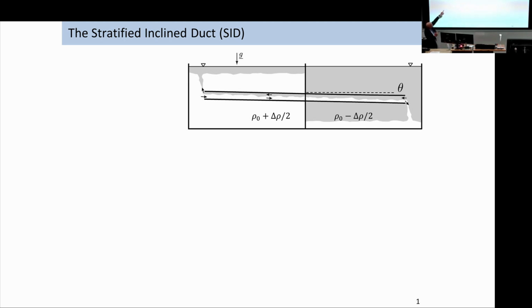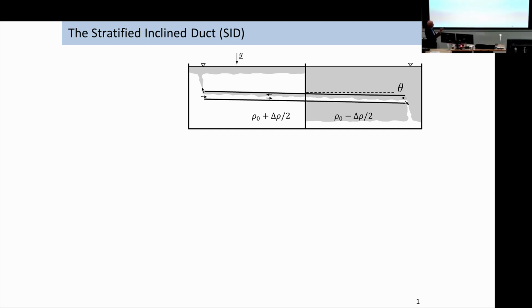The dense fluid on the left flows downhill and enters the reservoir on the right, and the fluid on the right, which is less dense, flows uphill and enters the other reservoir. This generates a flow in opposite directions, a shear flow with a density variation. And we can basically vary three parameters: the difference in density, the angle, and the properties of the fluid.